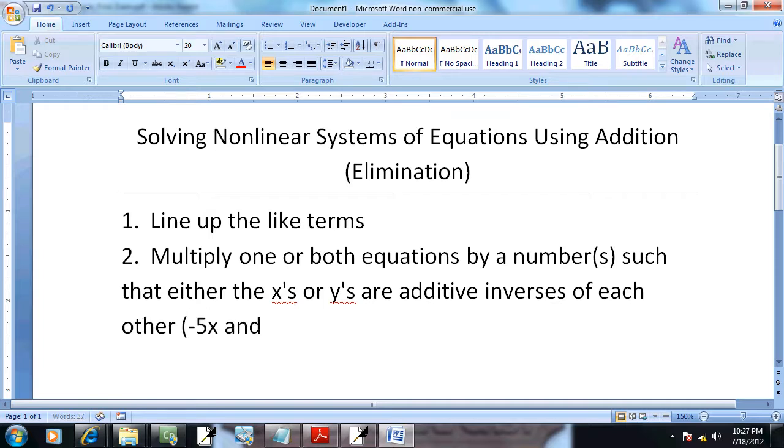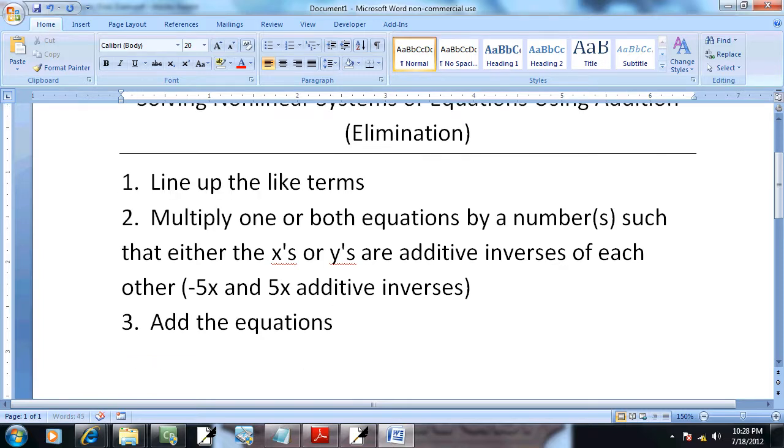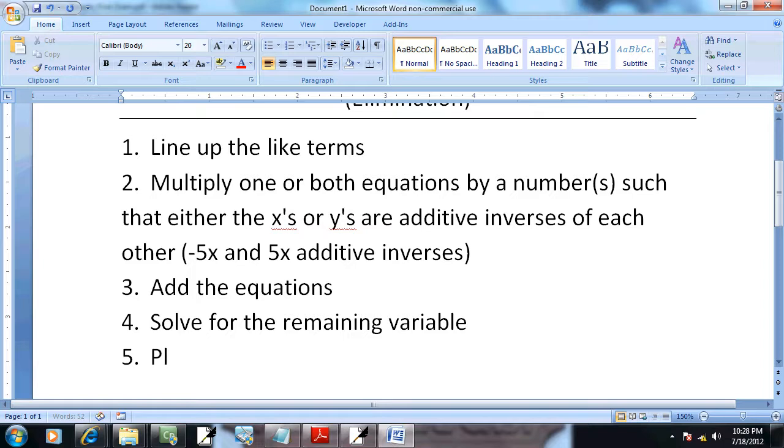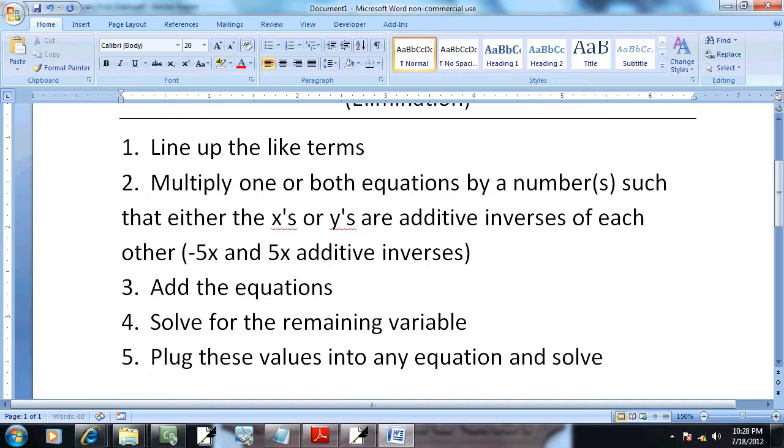For example, negative 5x and 5x are additive inverses of each other. They're the same except the sign is different. One's negative, one's positive. So negative 7x and 7x would be additive inverses. Step 3. Add the equations. Step 4. Solve for the remaining variable. And step 5. Plug these values into any equation and solve for the other variable.